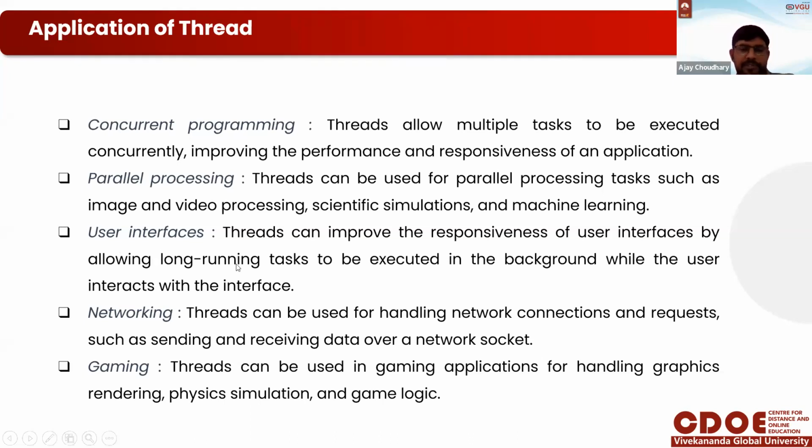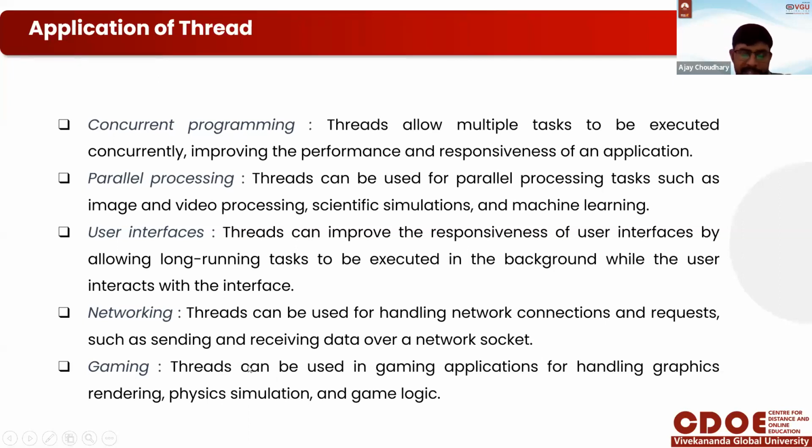Third one is user interface. Threads can improve the responsiveness of a user interface by allowing long-running tasks to be executed in the background while the user interacts with the interface. Networking: threads can be used for handling network connections and requests, such as sending and receiving data over a network socket. In computer networking, whenever we need to connect multiple computers, we follow this kind of networking with the help of a multi-threading system.